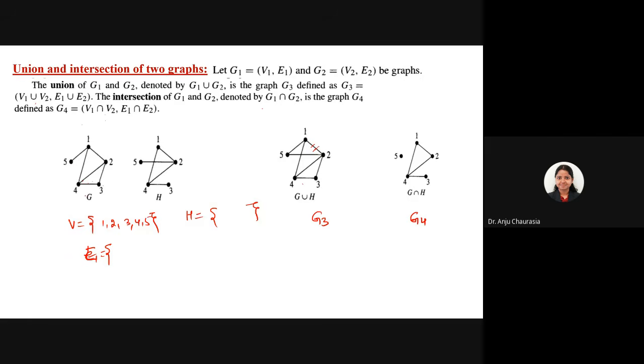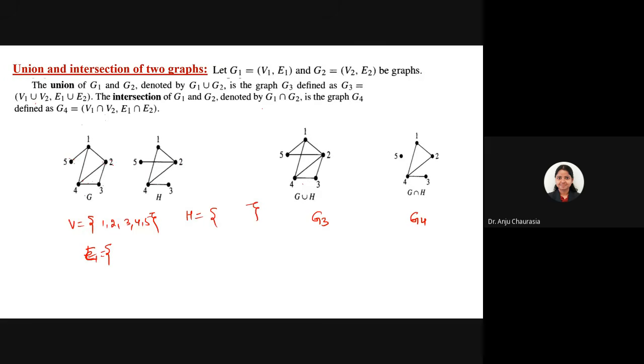And 1, 4 is there. 2, 5 is here, not present, and 2, 5 is present here. So then you have to take the 2, 5 edge. Are you getting it? Because for union, you have to consider the edges of G as well as the edges of H. You can see the vertices are the same.